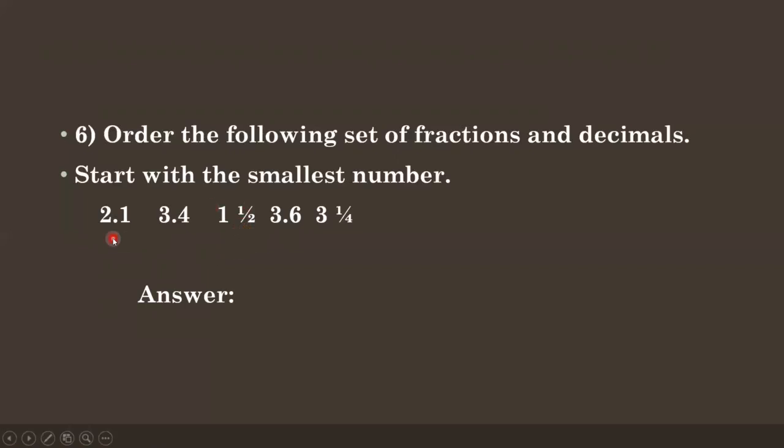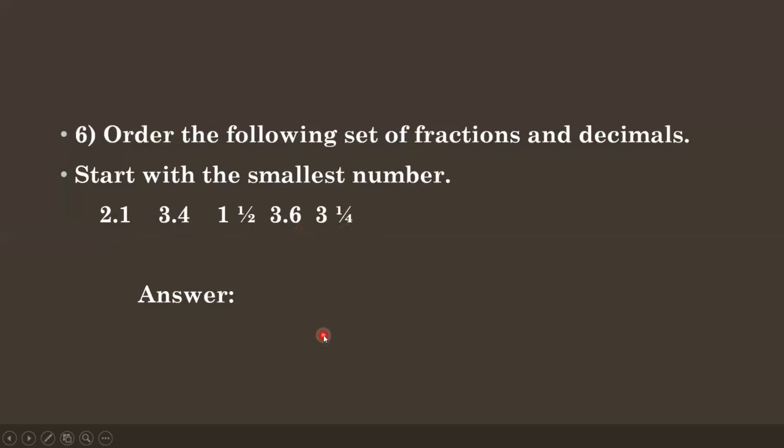After that, the number starting with 2, that is 2.1. Then we have to concentrate. Now the rest of the three numbers are starting with 3. So here we need to find out which is the smaller number. 3 and 1 by 4 comes closer to 3. We know that when we look at the number line. So 3 and 1 by 4. After that 3.4, then 3.6.